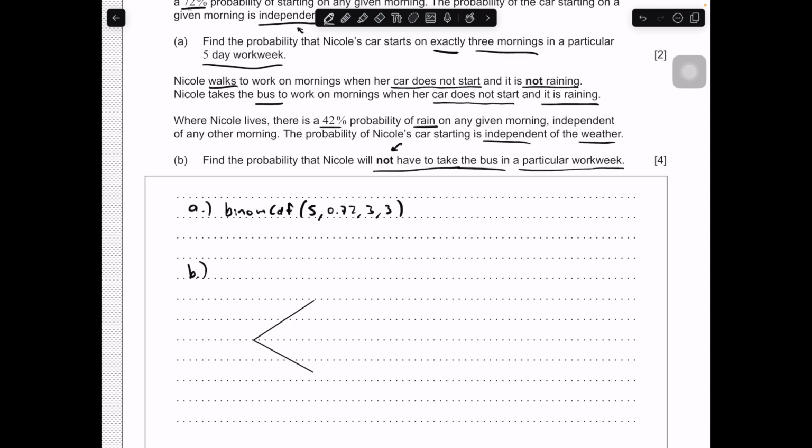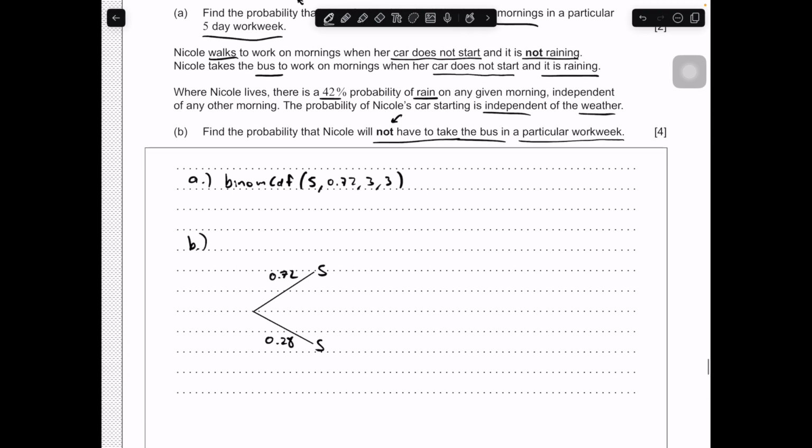So her car can either start or it cannot start. It starts 72% of the time, and that means it doesn't start 28% of the time. If it starts, she's good. She doesn't need to walk. She doesn't need to take the bus.